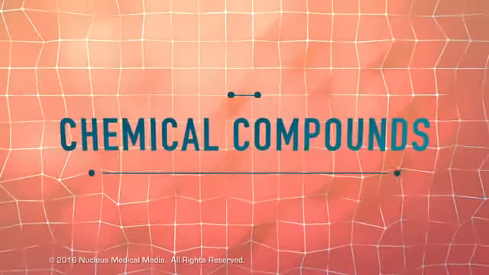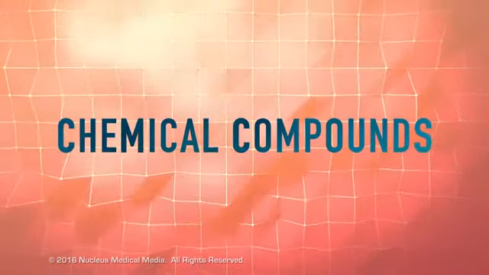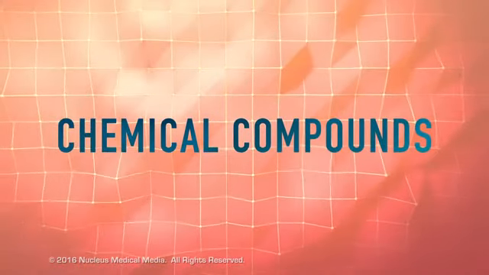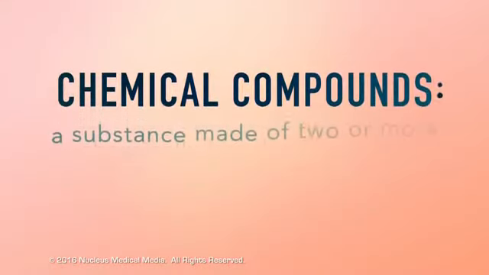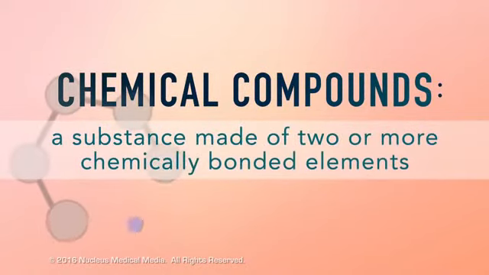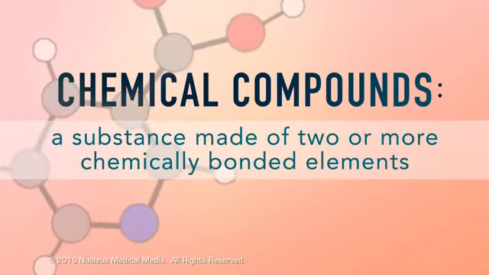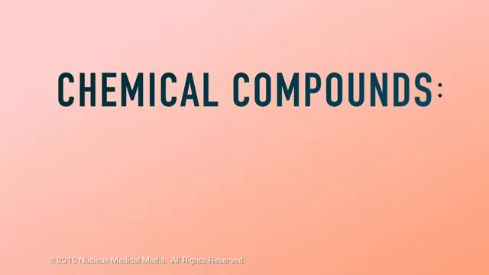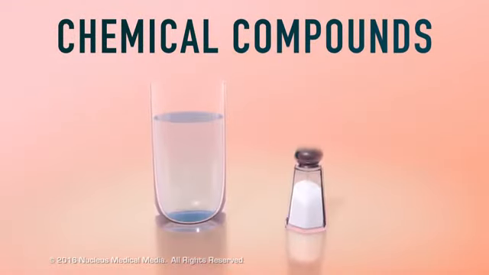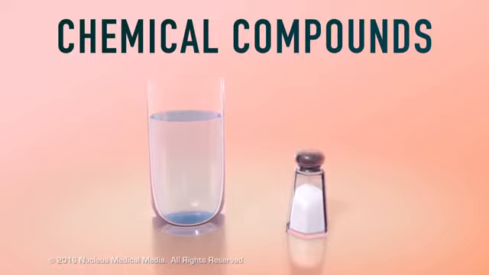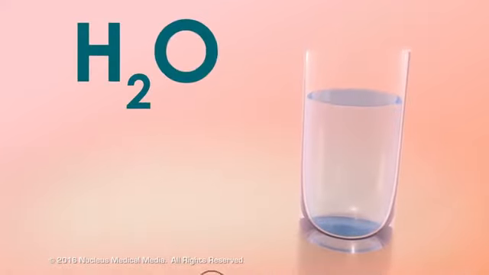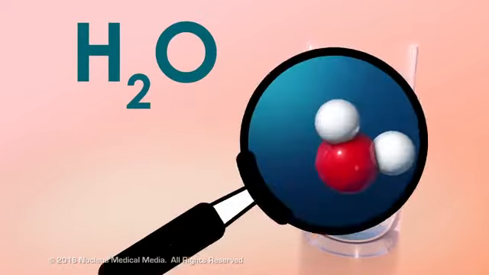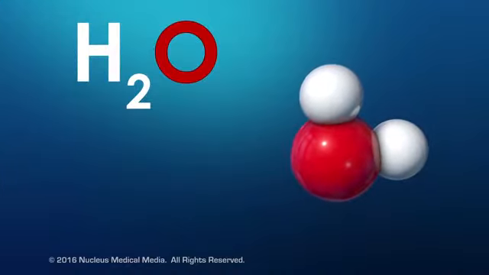Now that you've learned about atomic structure and elements, let's look at chemical compounds. A chemical compound is a substance made of two or more elements that are chemically bonded together in fixed proportions. Common examples are water and table salt. You've probably heard of H2O. That's a chemical formula for water.